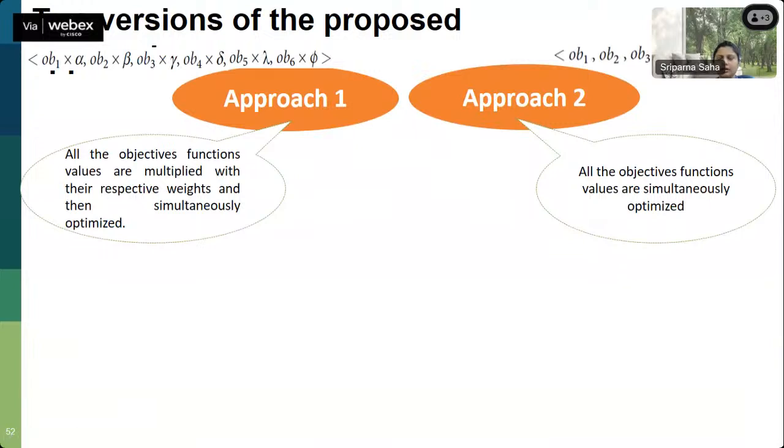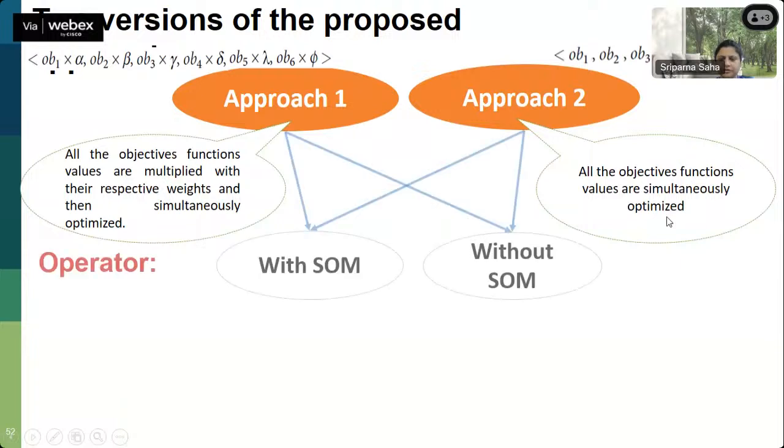So there are two approaches. Either we simply optimize all the objectives simultaneously, or we can also assign a weightage to the objectives. If we know that some objectives have higher weights, then we can put a higher weightage on that objective function. All the objective functions are multiplied with their respective weights, and then we can simultaneously optimize. And in objective approach 2, all the objective function values are simultaneously optimized.